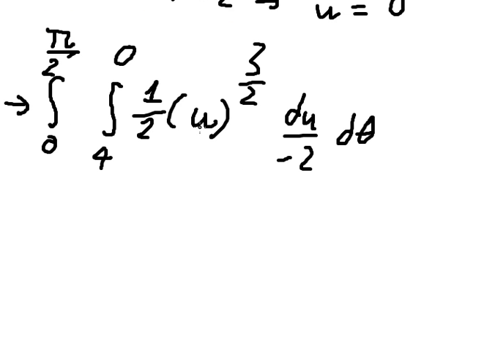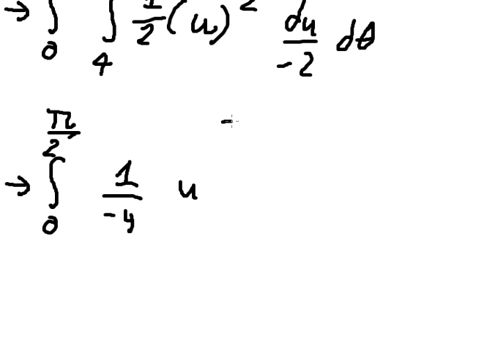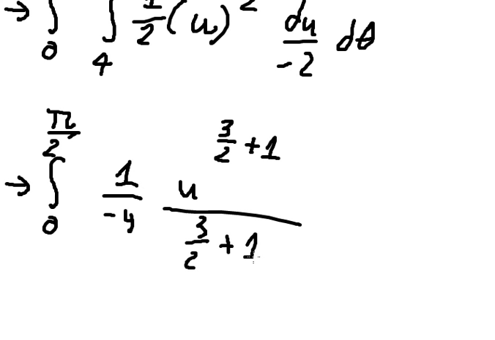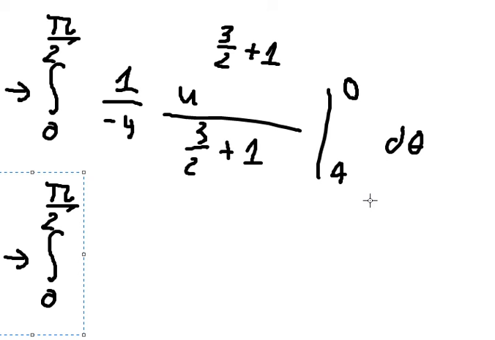The integration of this one, we will have number 2 and negative number 2, we have negative number 4 in here. U to the power of 3 over 2 plus 1, over 3 over 2 plus 1. And we put the bounds from number 4 to number 0. So we put number 0 going here, number 4 going here.